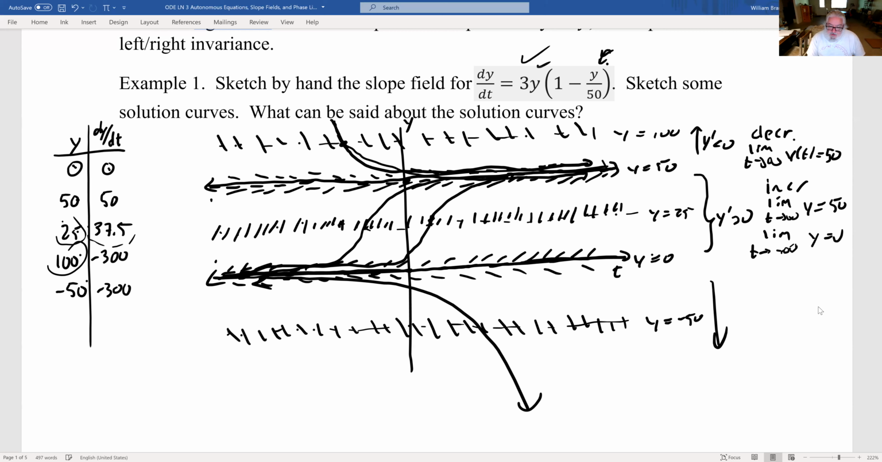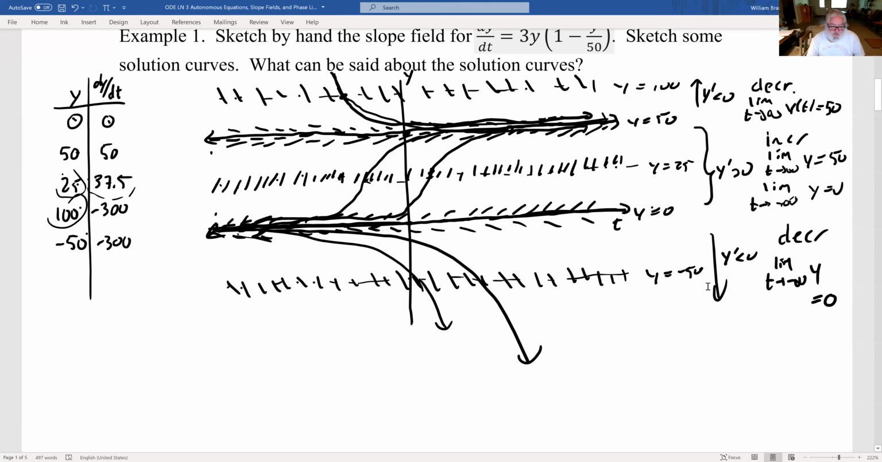And for this part, y is less than 0, you have y prime is less than 0. What does that tell you? Again, it tells you that your solutions are decreasing. It tells you that the limit as t goes to minus infinity of y is equal to 0. In backwards time, your curve is going to end up asymptotic to 0. We don't know what's going on in forward time.